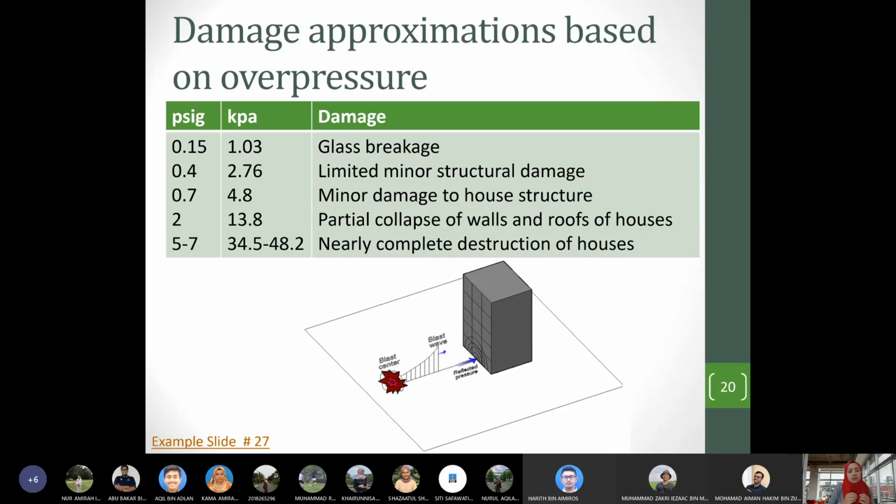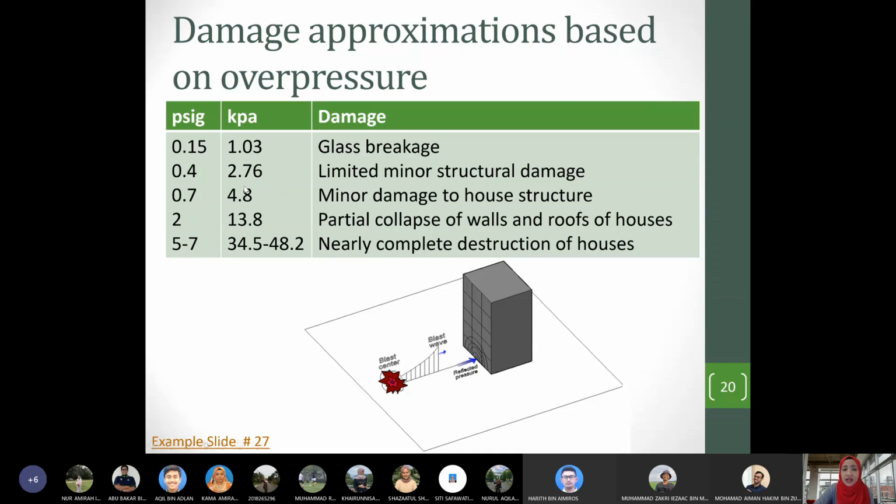And different magnitudes of the overpressure will cause different kinds of damage. At about 1 kilopascal of overpressure, it will cause breakage of glass at nearby windows.